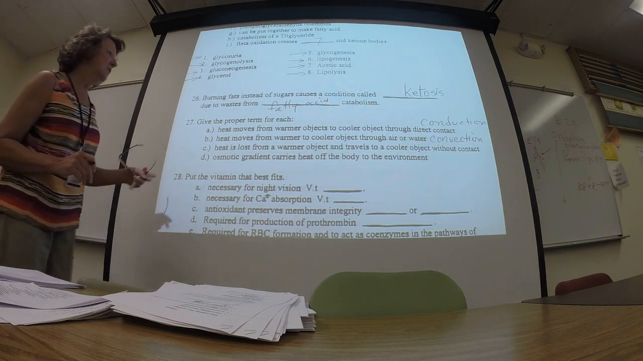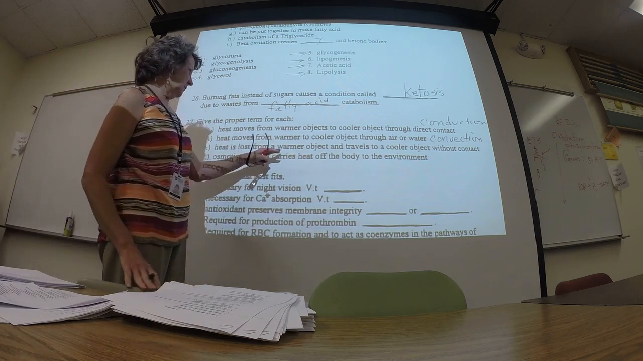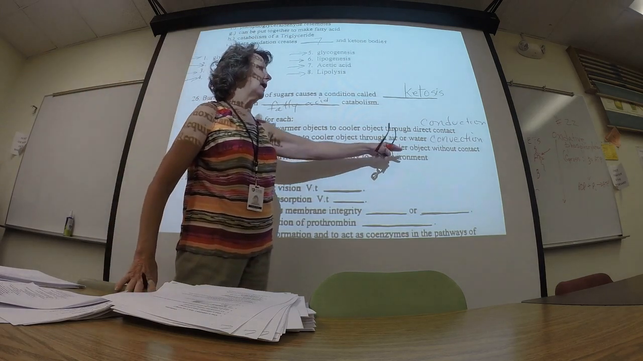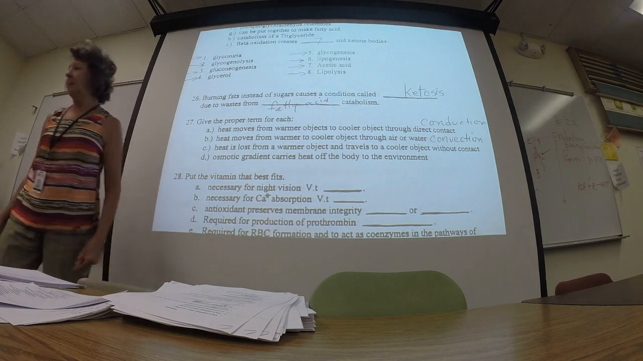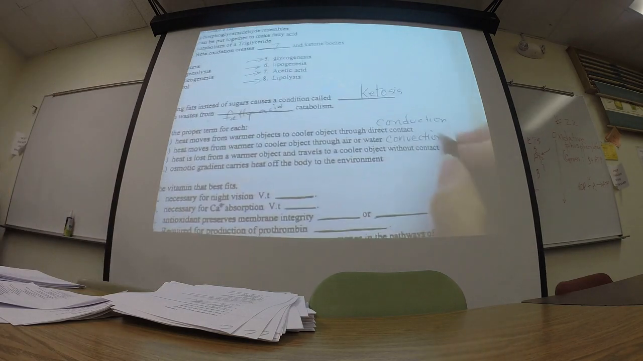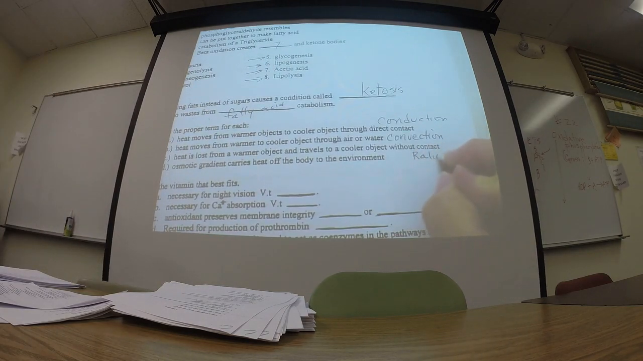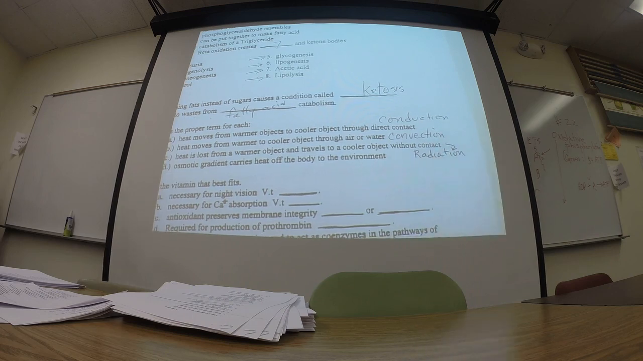Heat is moving from a warmer object and travels to a cooler object, but they're not touching. Radiation. And the thing to say about radiation is this is the biggest heat loss mechanism in the human body.